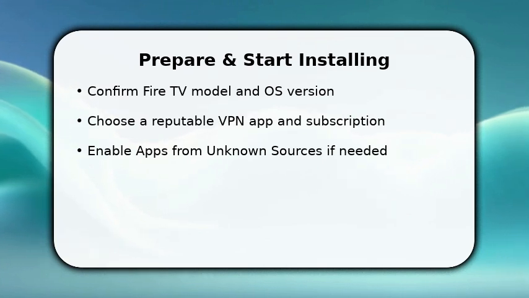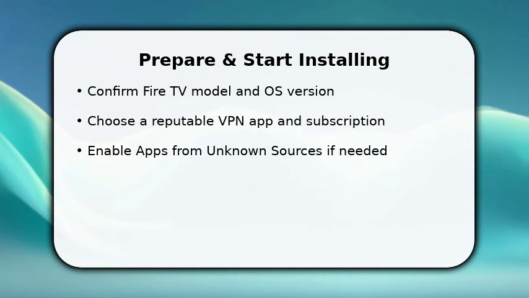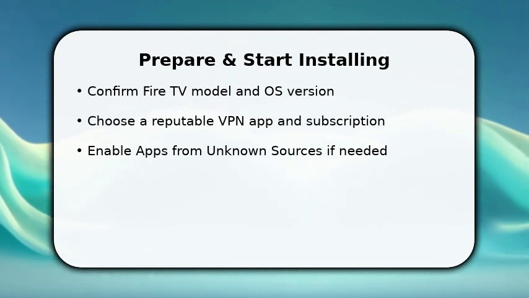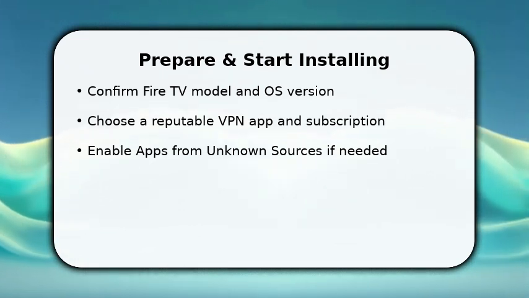On the Firestick, go to Settings and enable apps from unknown sources if the VPN isn't in the store. Now open the Amazon App Store and search the VPN name. You're ready to download the official app.